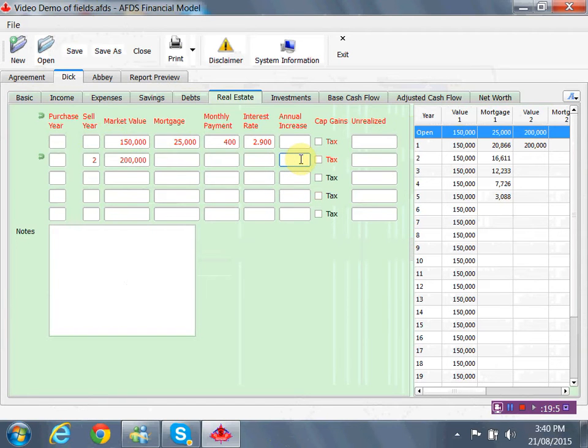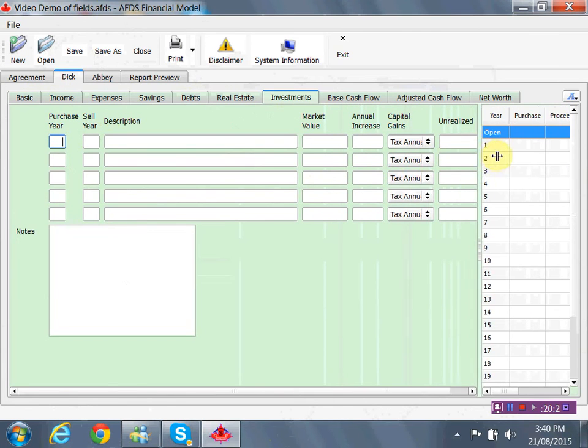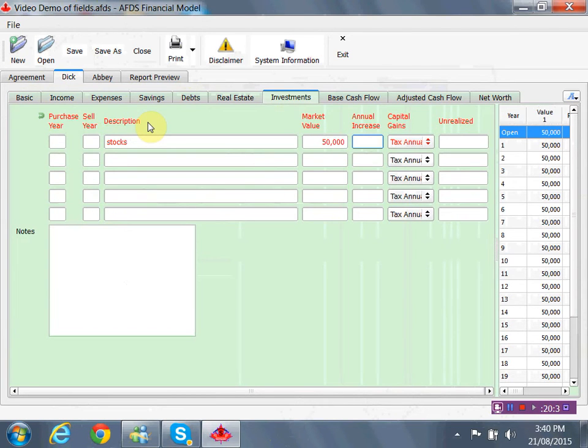And what you look at is, okay, is there an annual increase for both of them? And there would be no tax on the marital home, but there would be tax on the capital gain. So you would also save that. And then if we go to the Investments tab, you've got a couple of options here. So you could put a description of what you're holding and the market value. And this would be a proposed earnings increase.